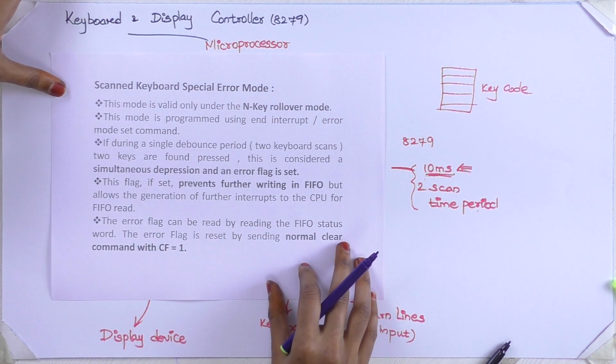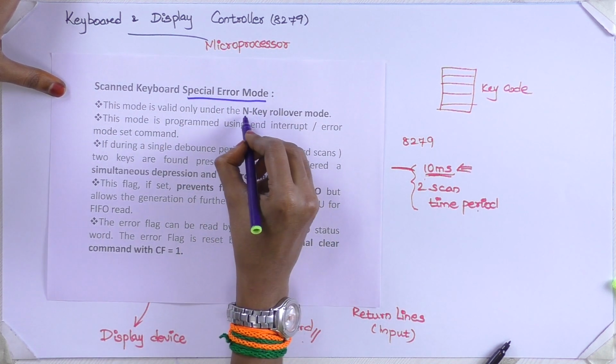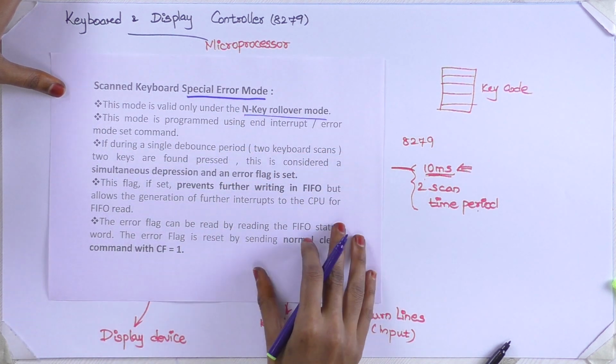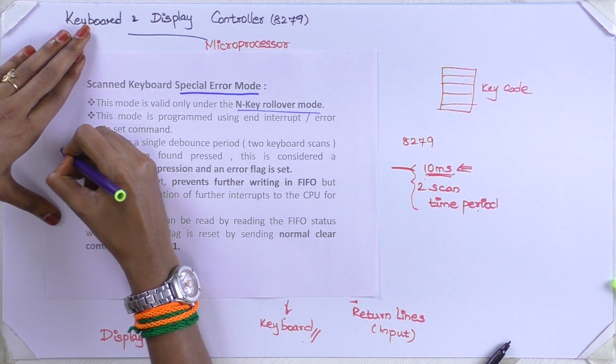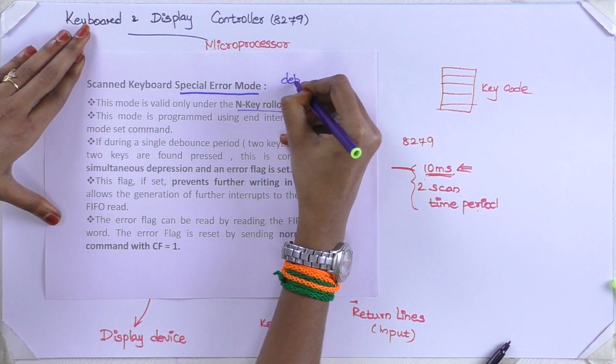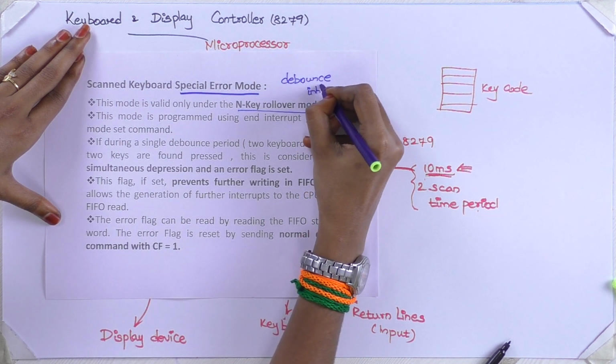The next mode is scanned keyboard special error mode. This special error mode is used only in N key rollover. Here the debounce logic is inhibited.